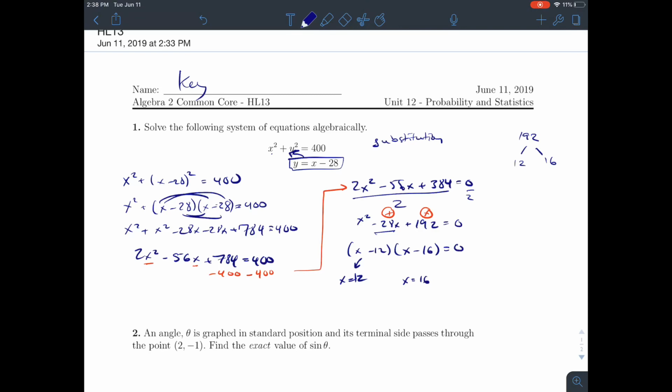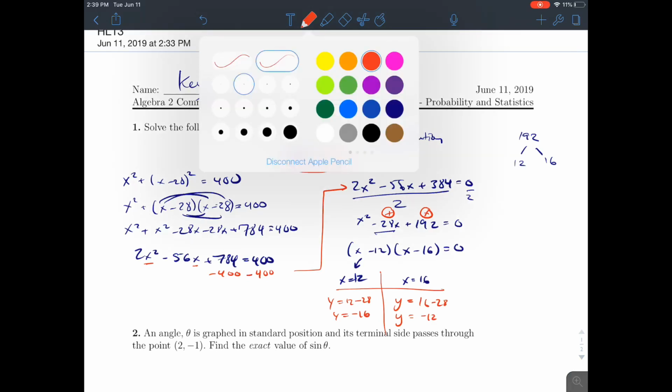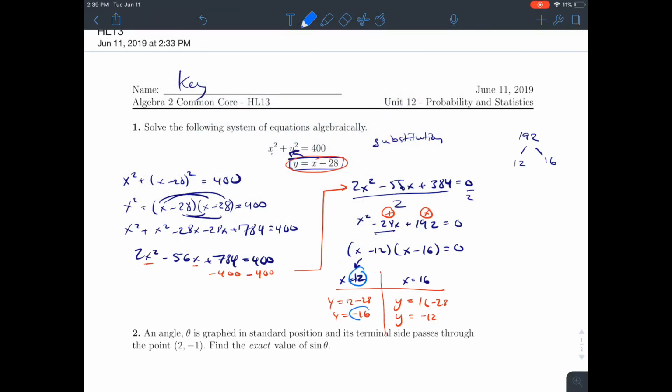But we're not done yet. With the system of equations, we need to solve for y. So we are going to plug these x values into our equation to find y. I'm going to choose this equation here. y is equal to 12 minus 28, so we get y equals negative 16. And here we get y is equal to 16 minus 28, y is equal to negative 12. So it looks like the two solutions are (12, negative 16) and (16, negative 12).